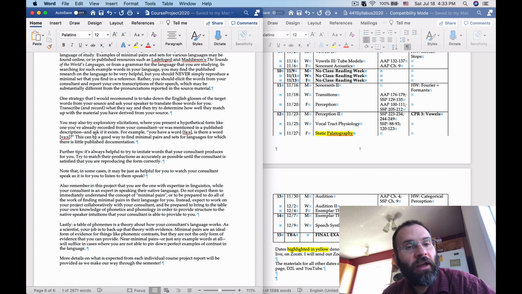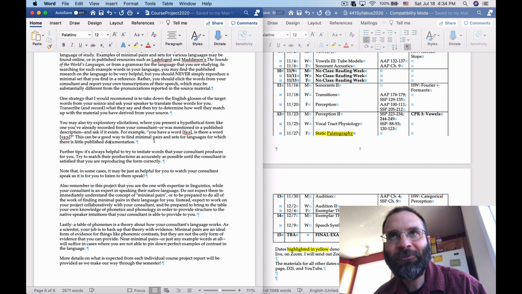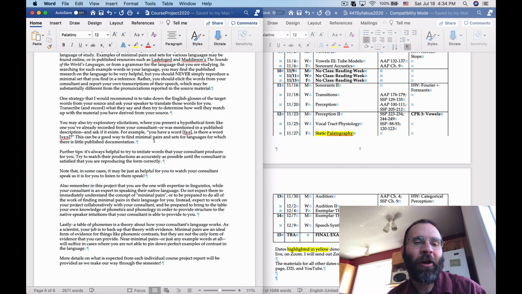So this can be a good way to find minimal pairs and sets for languages for which there's little published documentation. Say if you're dealing not with Italian, but with some obscure variant of Italian, like I think I once had a student work on Ligurian, which is spoken in Italy, which I did not know about before, and I don't know how much there's been published on Ligurian, but you don't have to rely on it, right? You can rely on your consultant because they have the knowledge in their head.